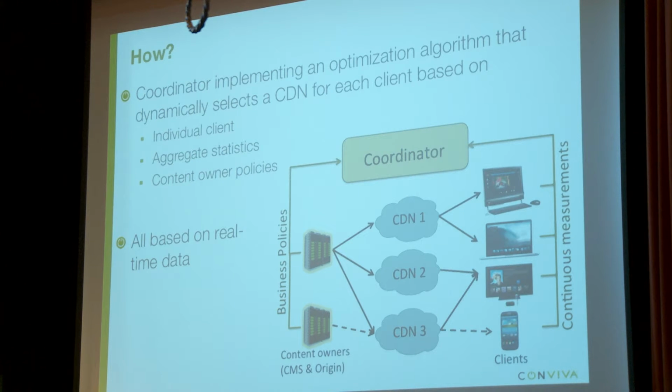So in summary, we need a coordination system that's implementing this optimization algorithm that dynamically selects a CDN for each client based on the individual client, some set of attributes that we collect from them, and aggregate statistics that we've seen over the recent time window. And again, this needs to be merged with these content owner policies. They are concerned about how much traffic goes where because it costs them real money. It might be 4x more expensive to send traffic on one CDN than the other. And all of this needs to be based on real-time data.